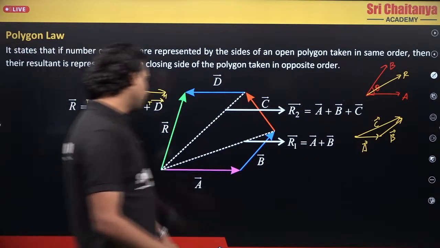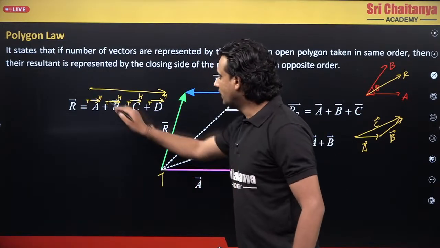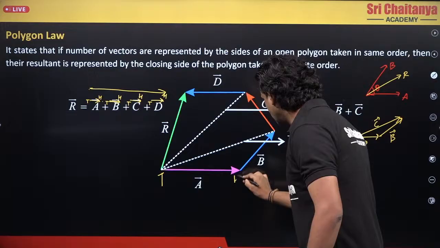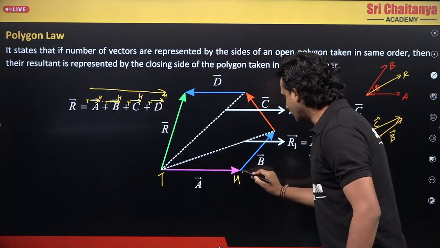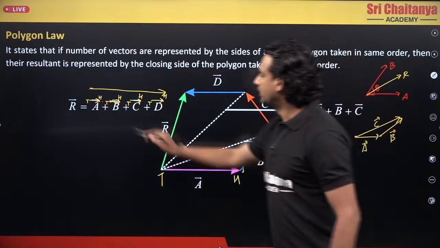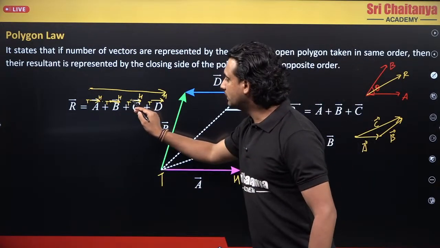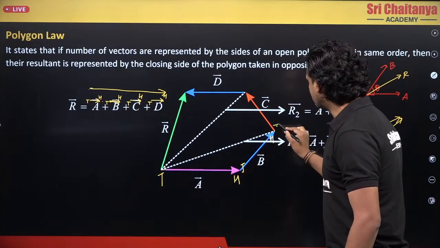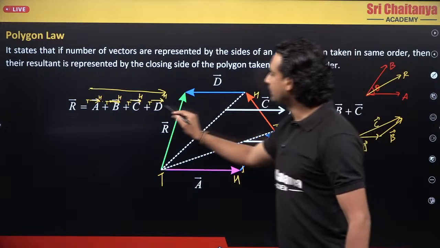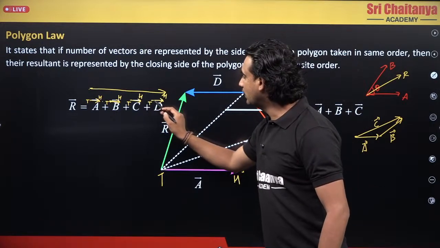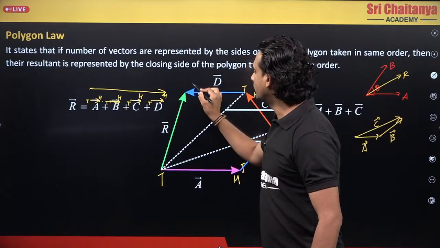Let's look at the diagram. What do I have? Tail here, and for vector A, this is the head. With the head of vector A, what have I joined? The tail of vector B. This is the tail of vector B, and this is the head of vector B. Then this head of vector B is joined with the tail of vector C. This is the tail of vector C, and this is the head of vector C. Then this head of vector C is joined with the tail of vector D. This is the tail of vector D, and this is the head of vector D.